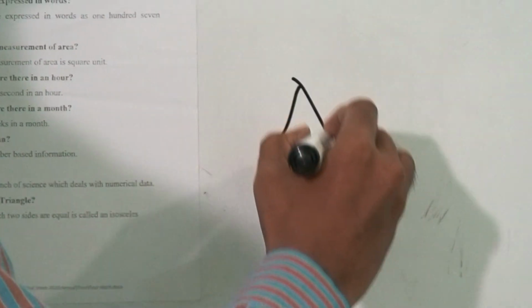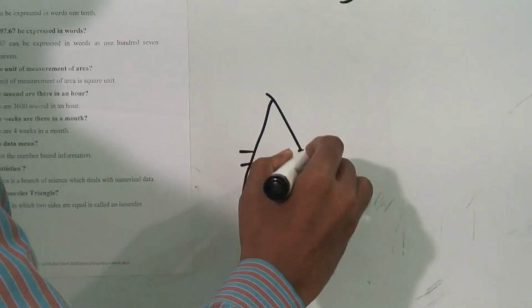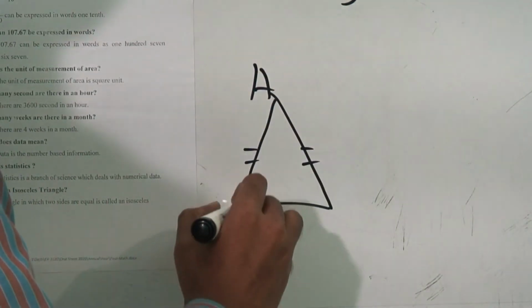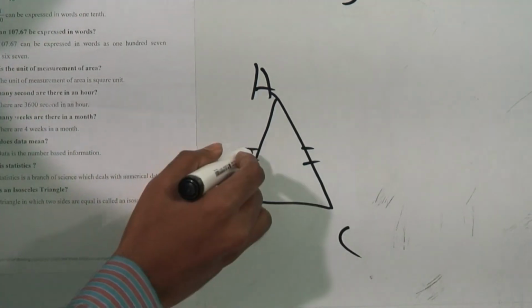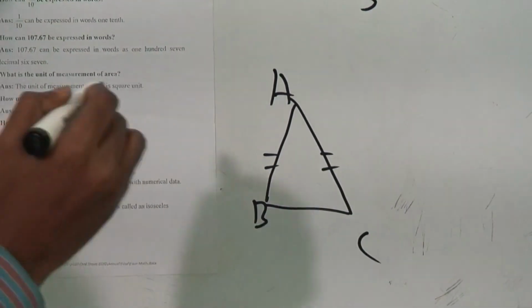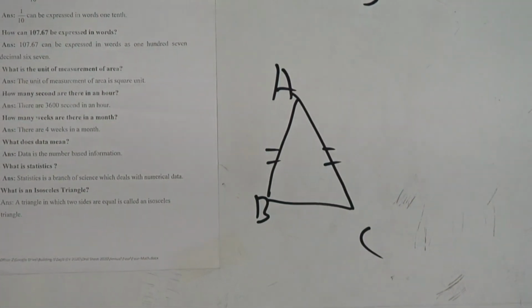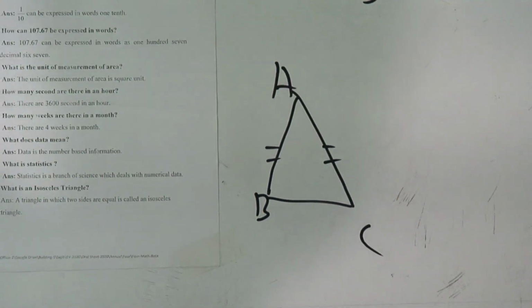Suppose you see these two sides are equal. You see in the triangle ABC these two sides are equal, so we can say ABC is an isosceles triangle.